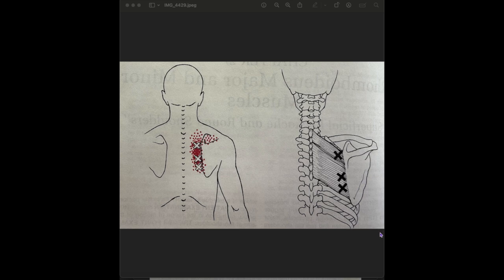All right, so here's rhomboids. I didn't do anatomy on rhomboids. I'm going to cut that.